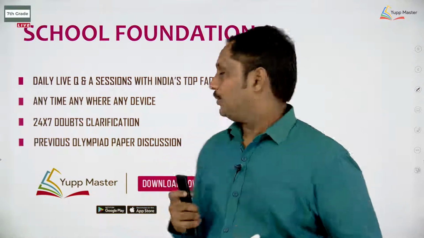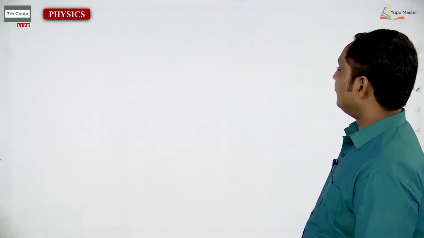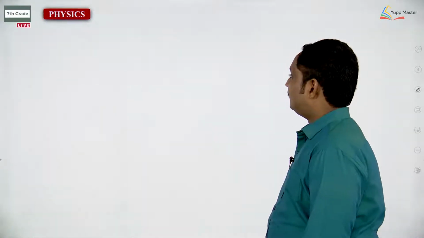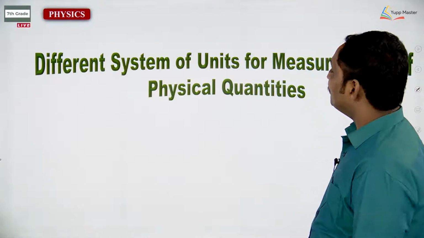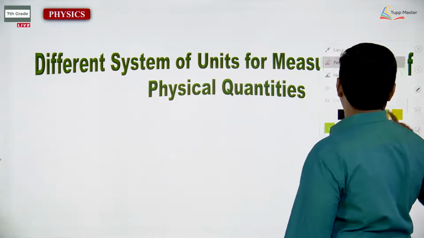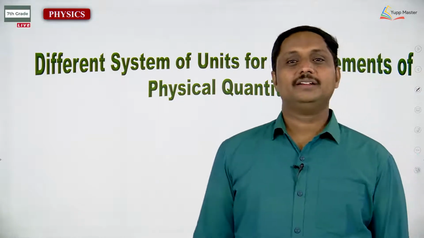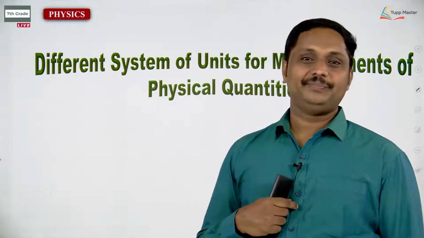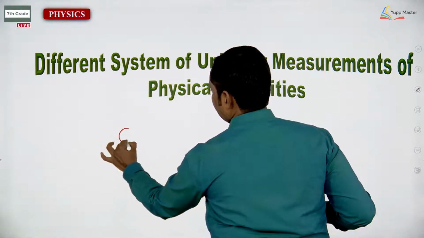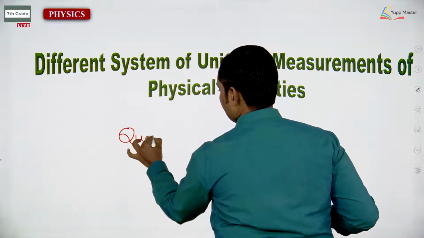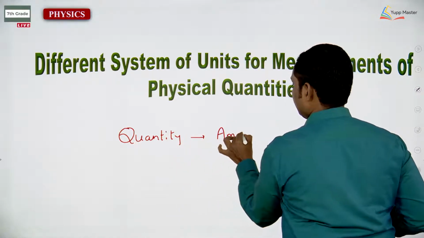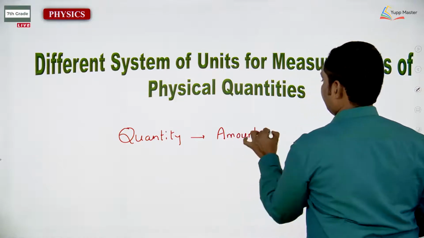All right. Now you are going to take the chapter Units and Measurement: different systems of units for measurement of physical quantities. All right. If you take it, what is a physical quantity? Quantity means amount, just the amount of substance.